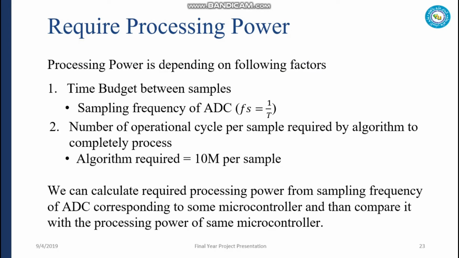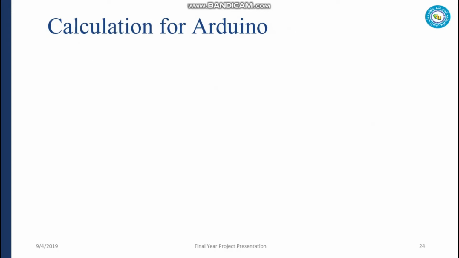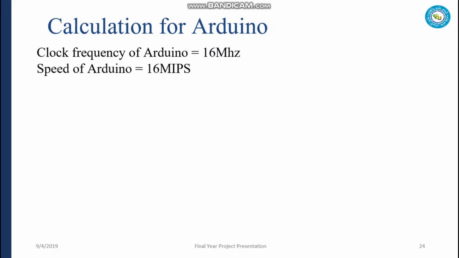The first is the calculation of processing power when my microcontroller is Arduino. The Arduino has a clock frequency of 16 megahertz, so the speed of Arduino will be 16 million instructions per second, and we have chosen the maximum prescaler of the ADC. This is because we have to find the minimum sampling frequency, which corresponds to the maximum time budget. From that we can find the maximum processing power of Arduino.